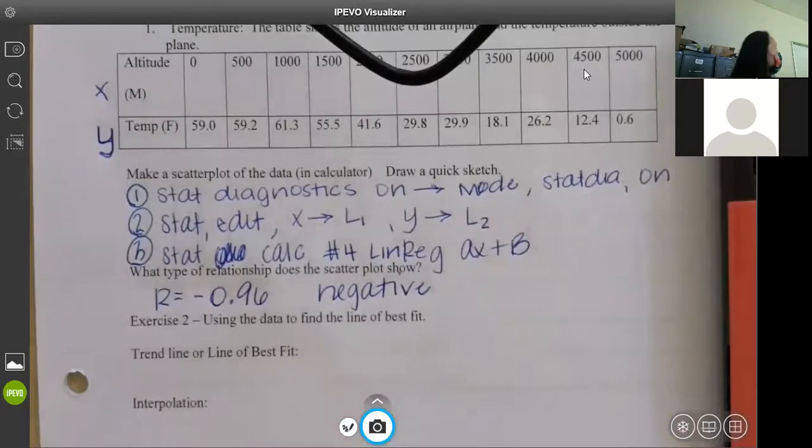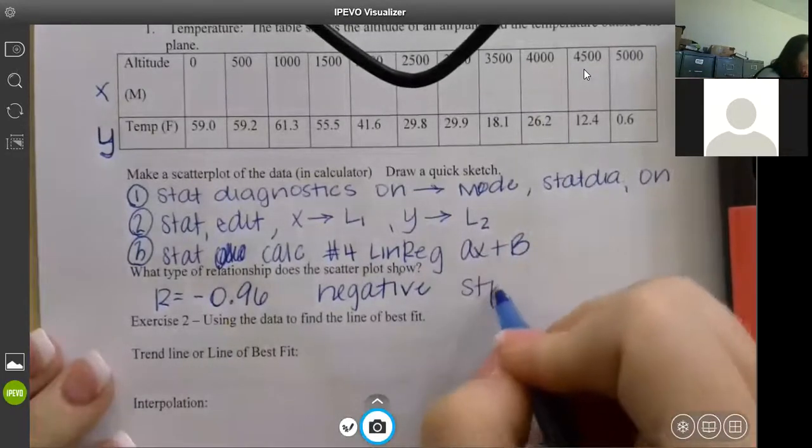Why is it strong? Yeah, it's over 0.5. Remember that. I told you if it's closer to 1, this is 0.96, it's real close to 1, right? If we round it up, it'll round to 1. So this one is actually strong.